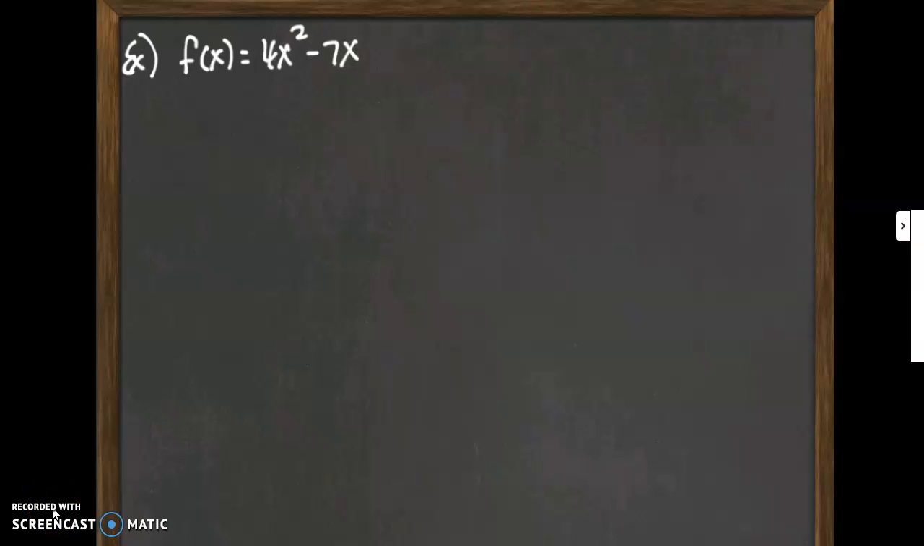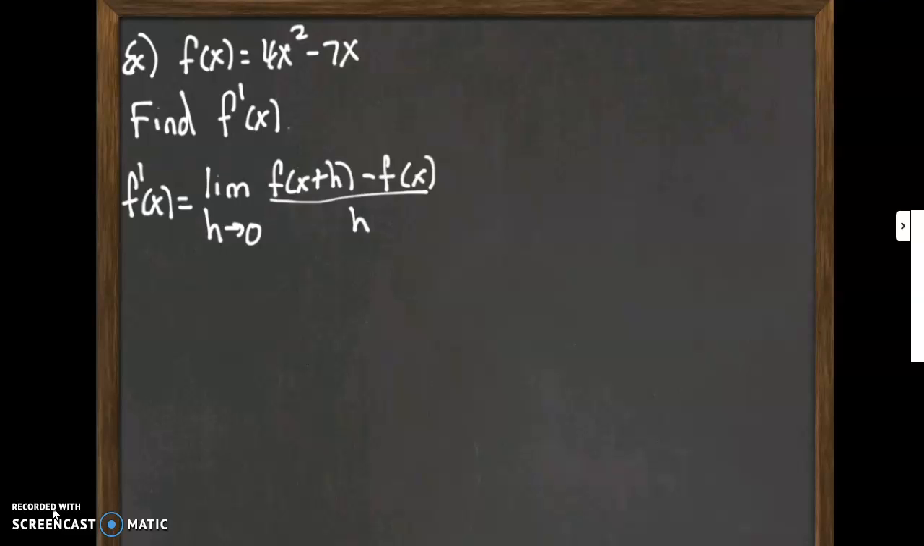Okay, so in this last example here, we're going to look at f of x equals 4x squared minus 7x. And we want to go through and find the derivative. So just to refresh your memory, remember that the derivative rule is the limit as h goes to 0 of f of x plus h minus f of x over h.